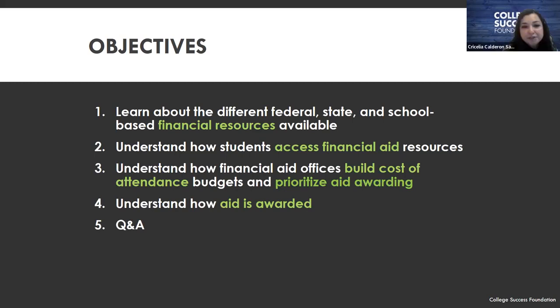Let me review the objectives for this presentation. At the end of this session, you will learn about the different federal, state, and school-based financial resources available, understand how students access financial aid resources, and how financial aid offices build cost of attendance budgets and prioritize aid awarding. You will also understand how aid is awarded. And lastly, we will have time for questions and answers.